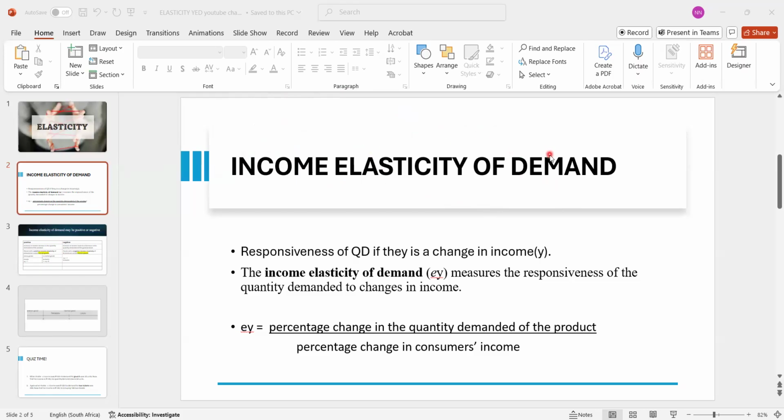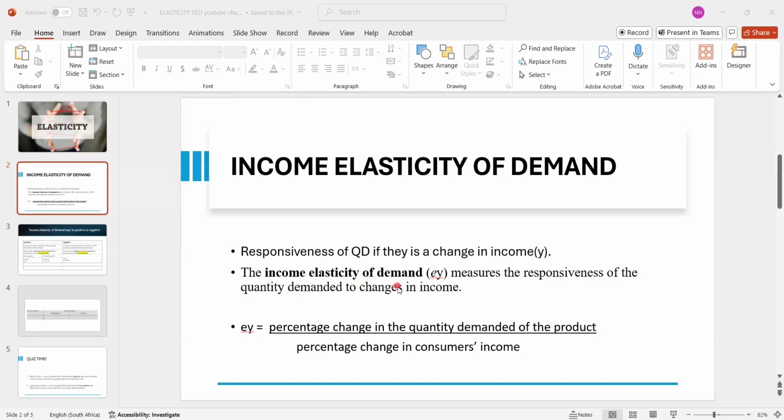Elasticity we already know. It is the responsiveness or the sensitivity. It's a measure of the responsiveness of a dependent variable, which is our quantity demanded, to a change in the independent variable, which is our price or a determinant of demand and supply. In this case, it's income, which is one of the determinants of demand. So it is the responsiveness of quantity demanded to a change in income, denoted by Y. If you see Y, that is just income.